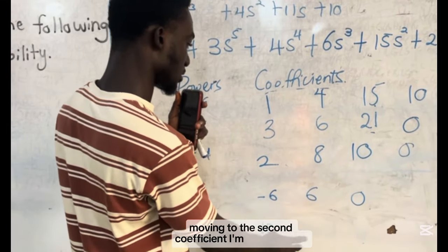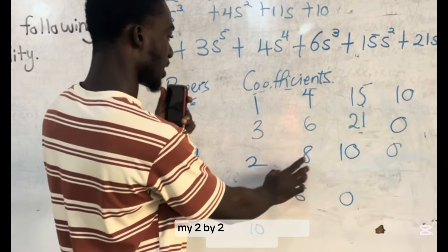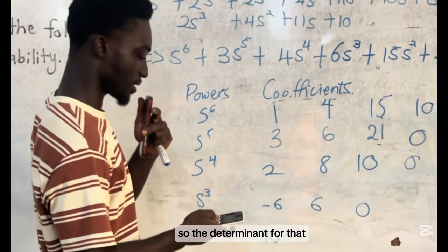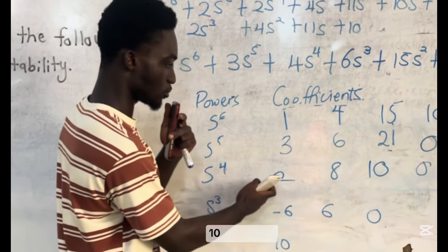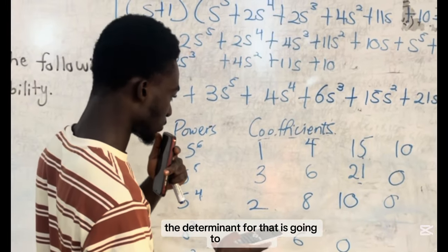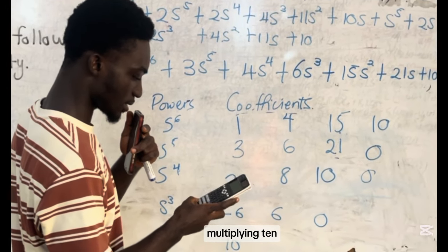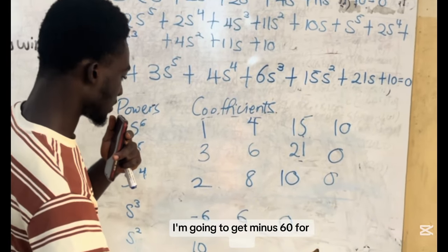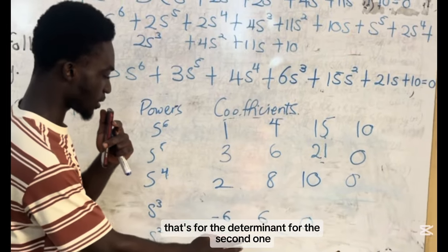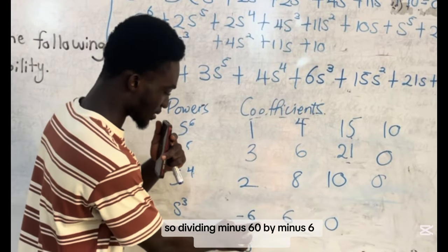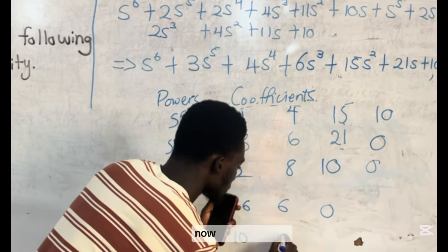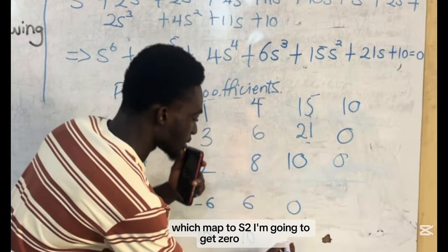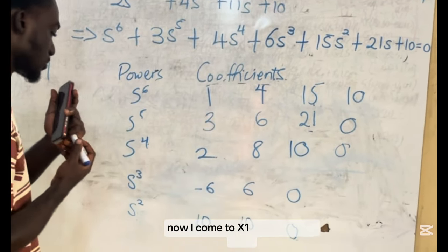Moving to the second coefficient, I'm going to take my 2 by 2 matrix, 2, 10, minus 6, and 0. The determinant for that is going to be minus 6 multiplying 10 minus 0 multiplying 2. I'm going to get minus 60 for the determinant for the second one. So dividing minus 60 by minus 6, I'm going to get 10. Now, by observation, I'm going to see that the third coefficient, which maps to S2, is 0 there too.